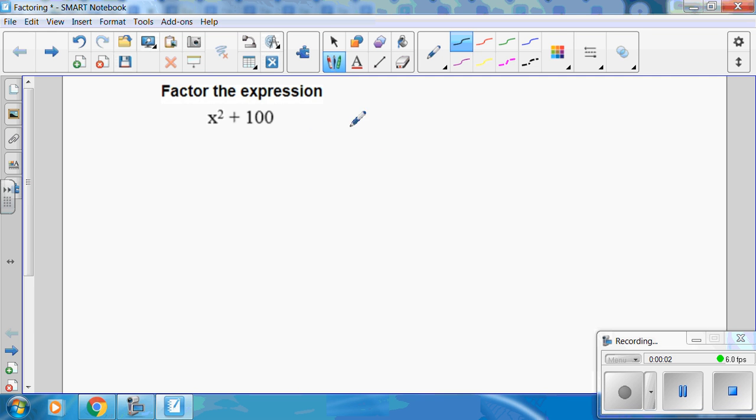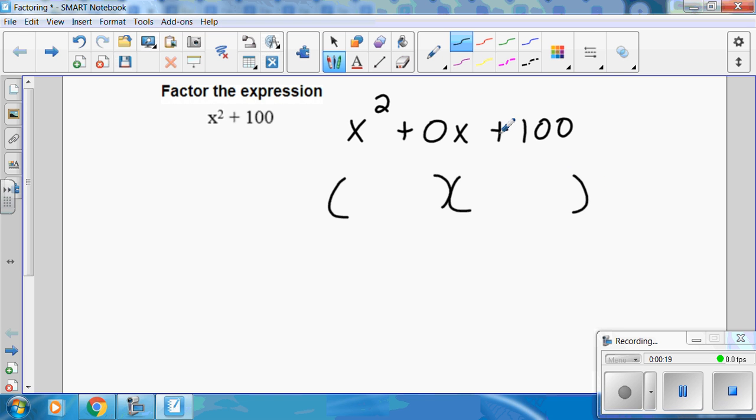All right, when we factor this, let's go ahead and write it as x squared plus 0x plus 100, because there's no x term, so there's no b value. The b value is 0. So now let's factor it. We'll look at this sign. That sign tells us the signs are going to be the same. A plus sign here means the signs are the same.